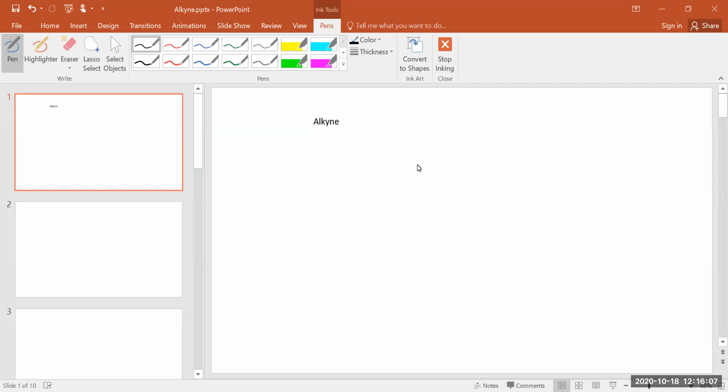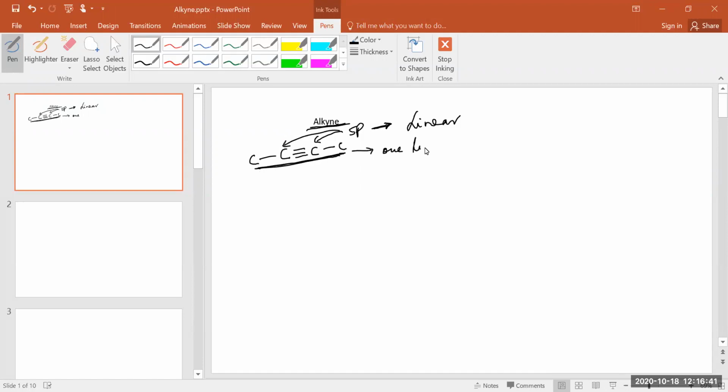So in this lecture we'll talk about alkynes. Alkynes means a carbon-carbon triple bond. The carbons here are sp hybridized, and their structure is linear. So suppose you have a carbon here, all these four carbon atoms are in one line. So this is the alkyne.